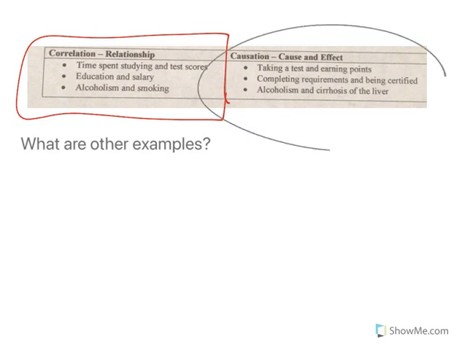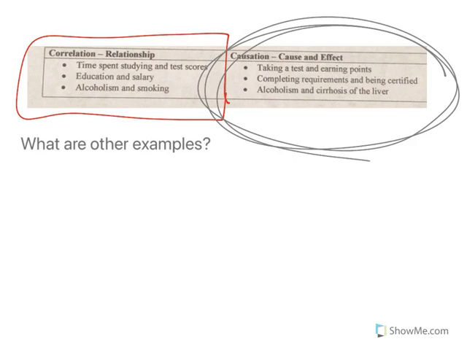On the right side, we have a cause and effect. If you take a test, you earn points. This is true. I guess unless you don't answer anything, then you still earn 0 points, right? You earn points. The second one, completing requirements and being certified. Yeah, kind of like earning a degree, right? If you do all the work, you pass all your classes, that's completing the requirements, then you get the degree. Cause and effect. And the last one, alcoholism and cirrhosis of the liver. If you have alcoholism, that can cause cirrhosis of the liver. True. These are all cause and effect.